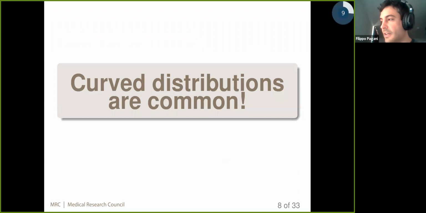Why am I telling you this? Because curved distributions are more common than you think. They arise in so many fields of knowledge: epidemiology, biostatistics, biophysics, astrophysics, particle physics, finance, economics, and really any field of knowledge. And as far as I understand, they often arise because two or more configurations of the parameter space explain the observed data equally well.